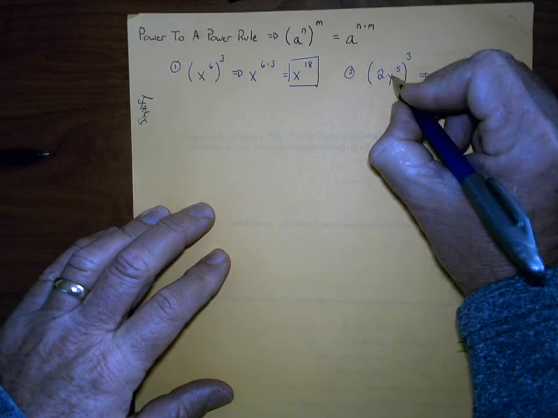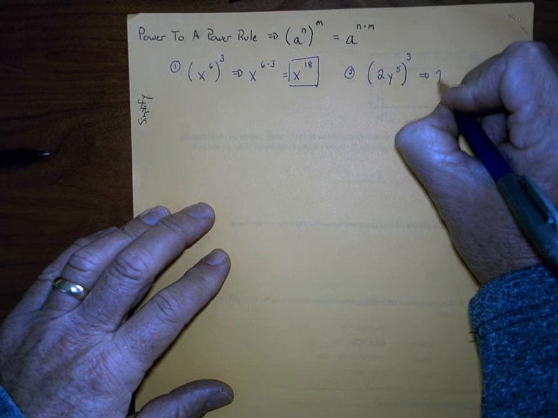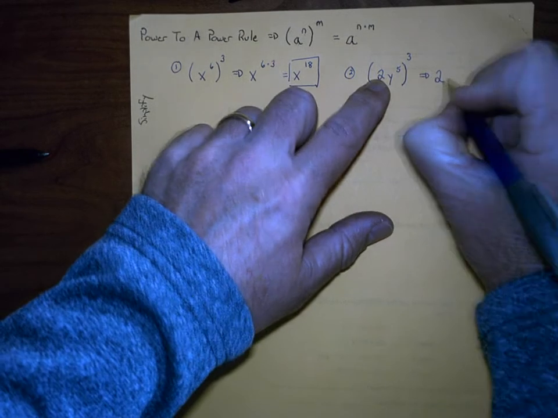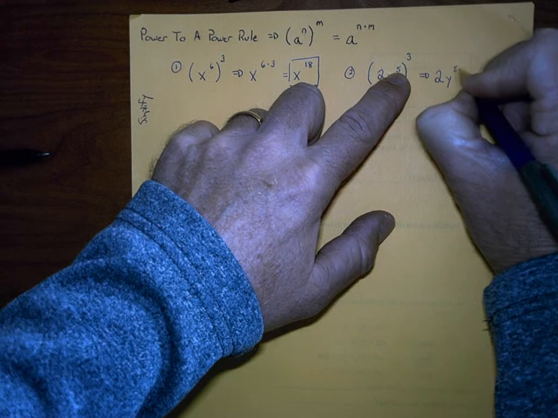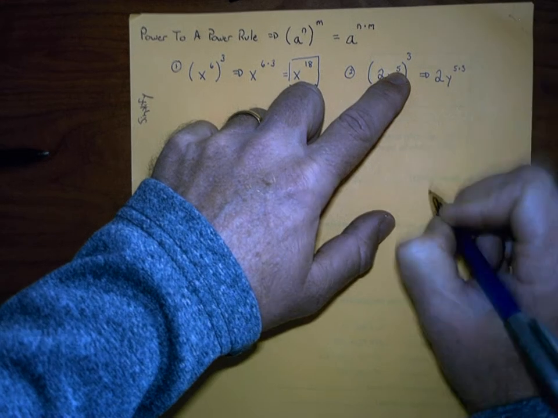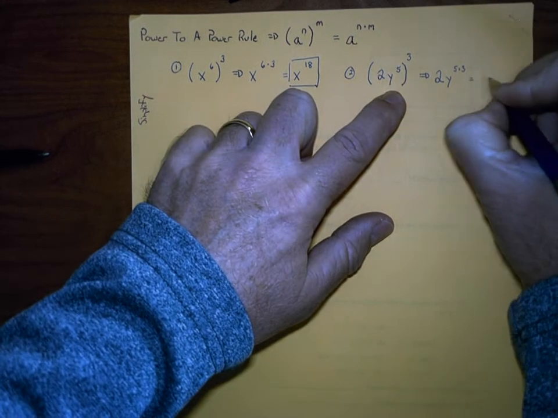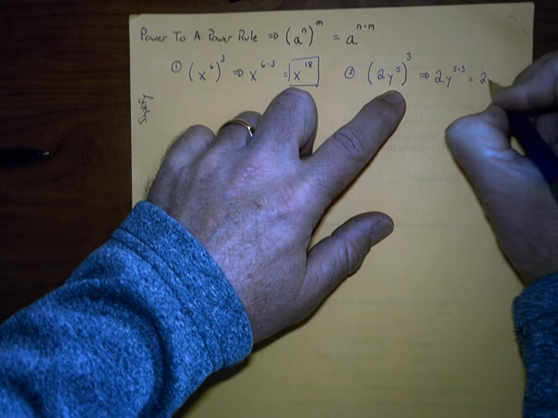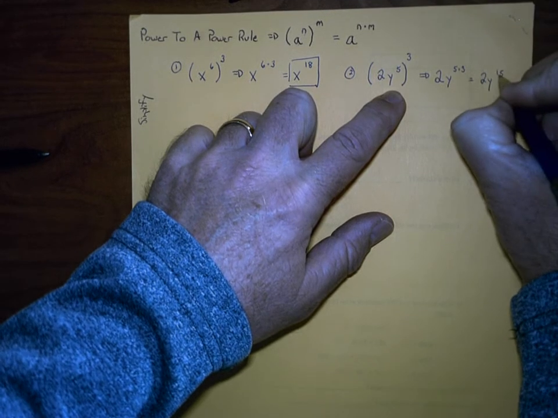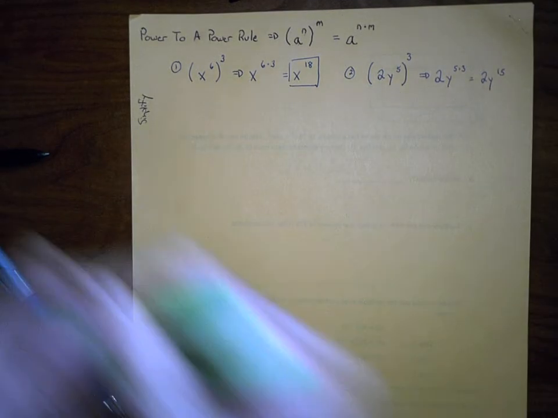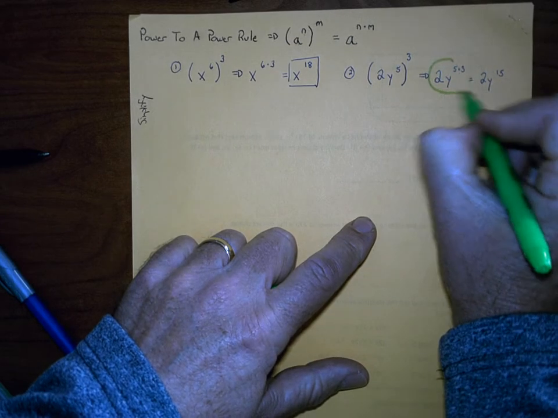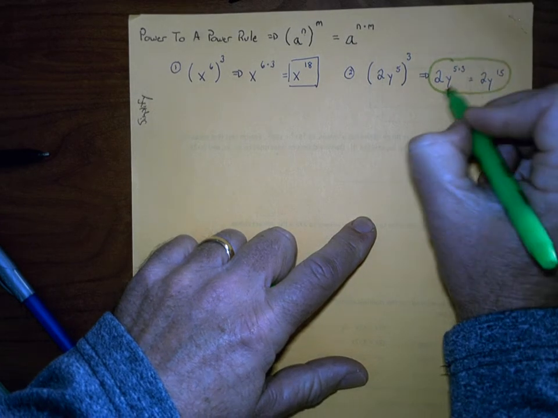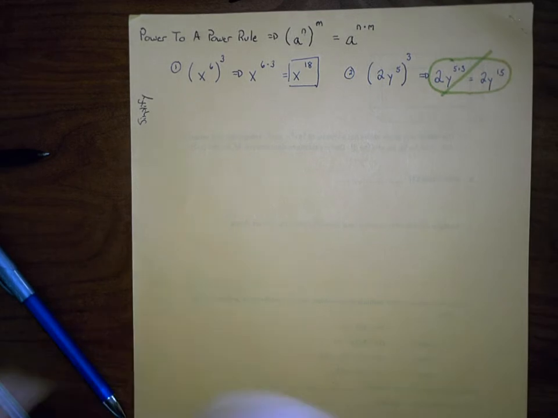What a lot of students would do is take the 2, and then go, oh, I know what to do. I take the inside exponent 5, and I multiply it by the outside exponent 3. Therefore, this problem would simplify to 2y to the 15th power. Once again, do not do that. That is a very common mistake.